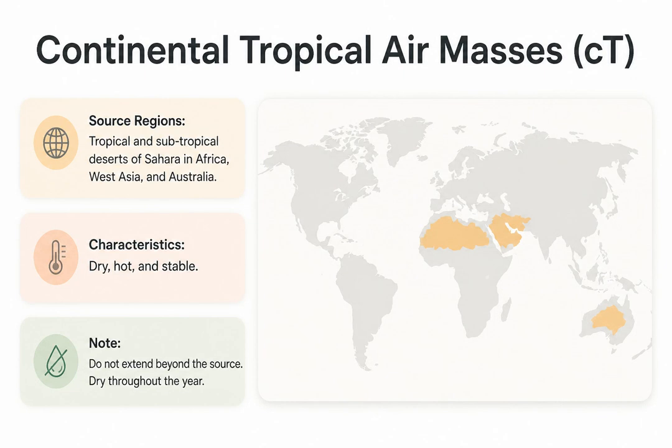Moving closer to the equator, we find continental tropical, or CT, air masses. These form over the tropical and subtropical deserts of the Sahara, West Asia, and Australia. They are intensely dry, hot, and stable. A unique feature of CT air masses is that they generally do not extend far beyond their source regions, remaining dry throughout the entire year.